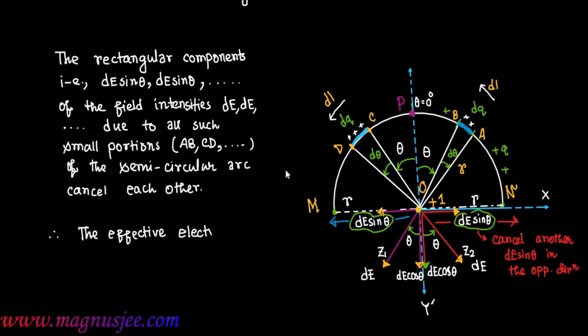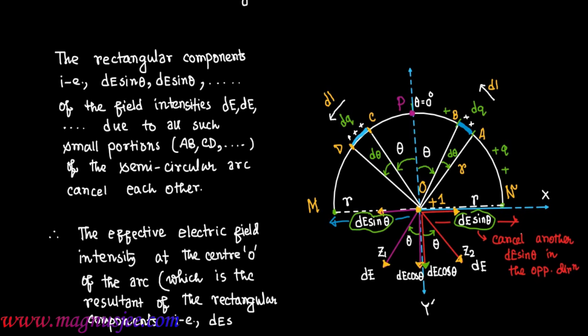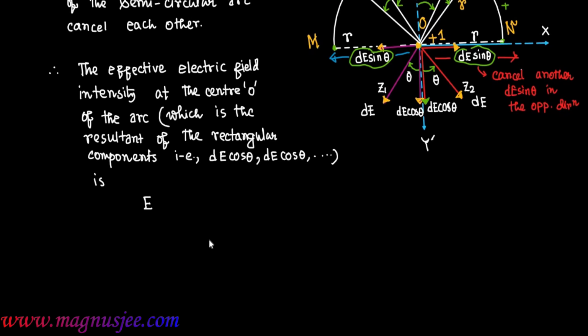Therefore, the effective electric field intensity at the center O of the semicircular arc MN, which is the resultant of the rectangular components dE cosθ acting along the negative y-axis, due to a number of small portions on the semicircular arc, is given by E equal to the integration of dE cosθ, and the limits should be from minus π/2 to plus π/2.